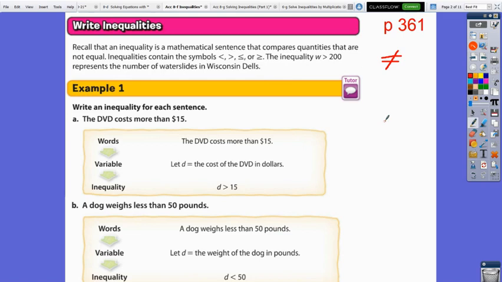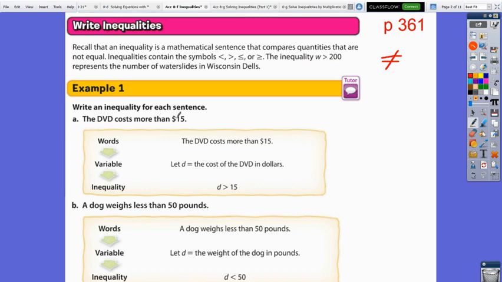All right, so examples here of writing an inequality. Words can get translated to inequalities when there are various numbers that can be the answer to the question, but they're limited to a maximum or a minimum number. W is greater than 200 represents the number of water slides in Wisconsin Dells. It means there's more than 200 water slides. There could be 300, there could be 210. Any number greater than 200 makes that inequality true.